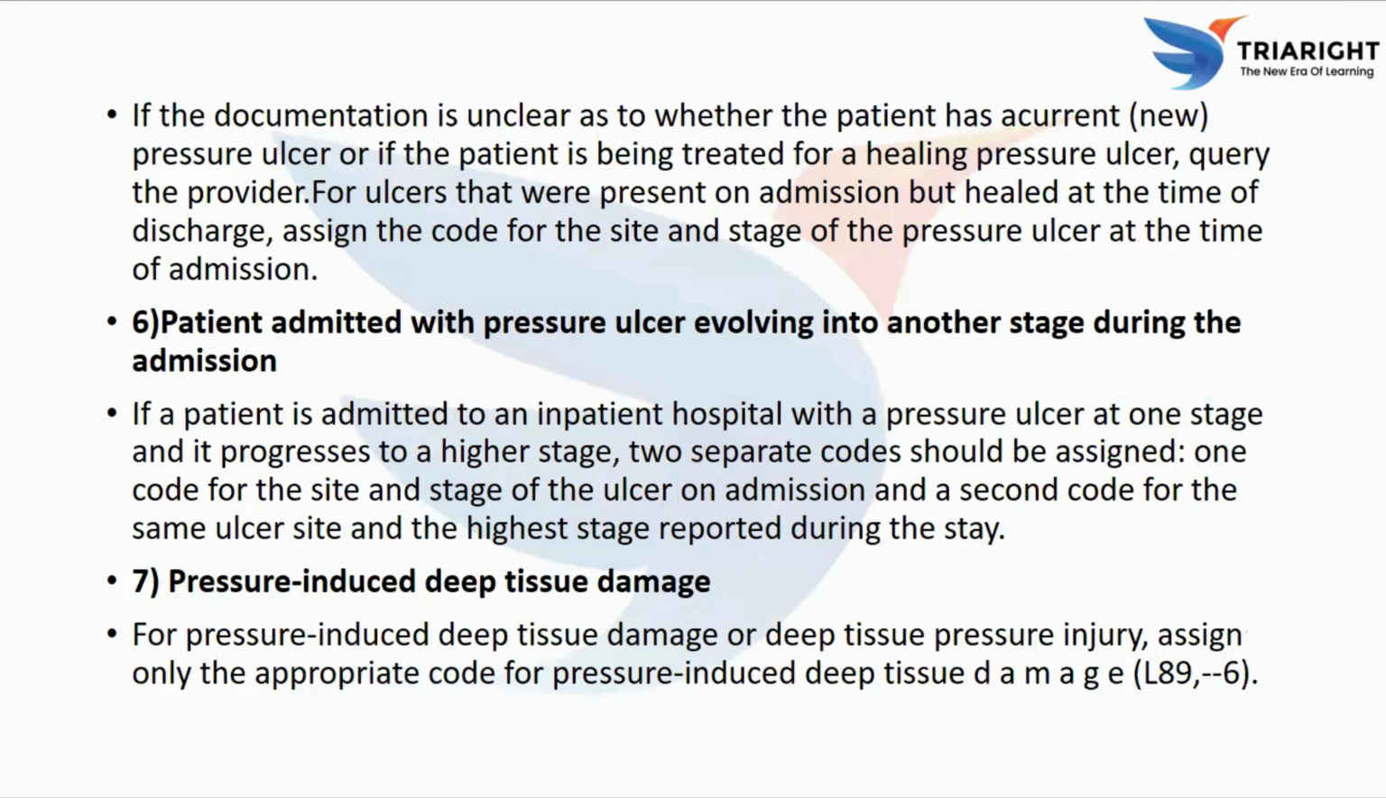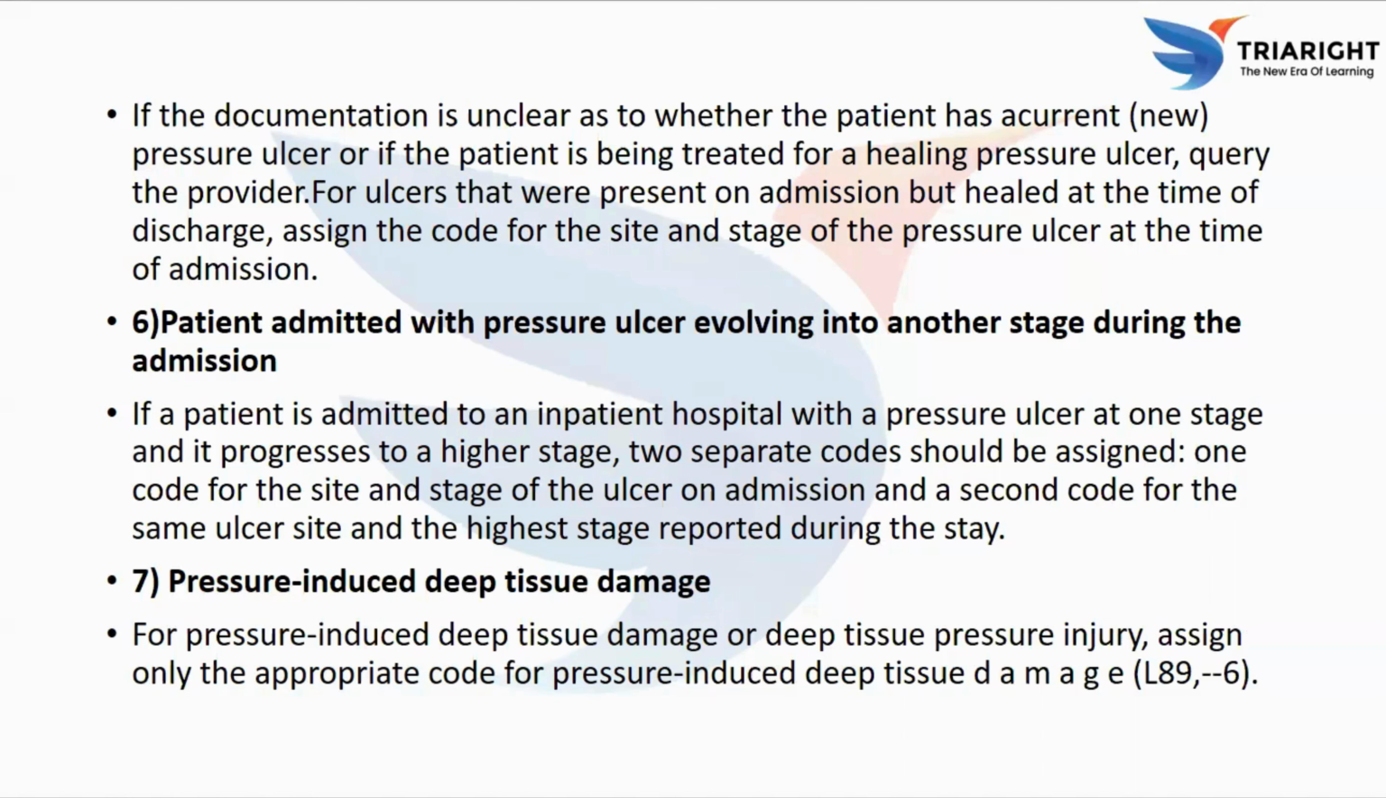If the chart is unclear about whether the patient has a new pressure ulcer or a healing pressure ulcer, the coder must query the provider for clarification. If the ulcer was present on admission but healed at the time of discharge, you have to assign the code for site and stage at the time of admission. You should not code as healed because it was active at the admission.